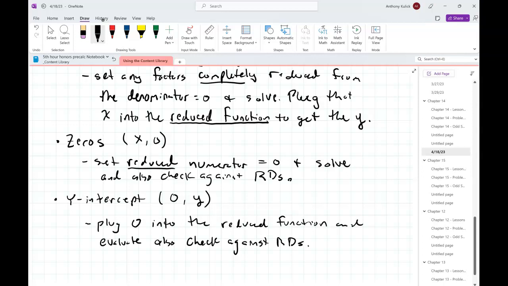So the y-intercept is a point, right? That's a 0, comma, y. To get that, we're just going to plug 0 into the reduced function and evaluate, but we also have to check that result against the removable discontinuity. So if you have a removable discontinuity at x equals 0, you can't have a y-intercept, right? Because it'll just be a hole.